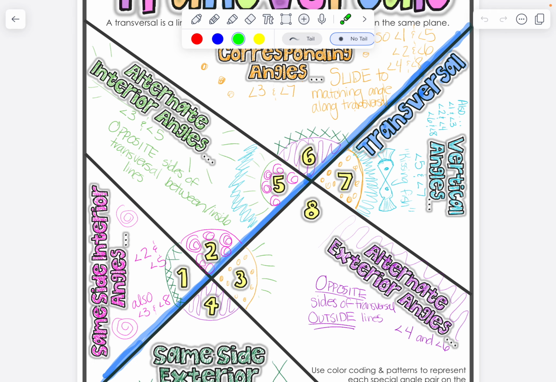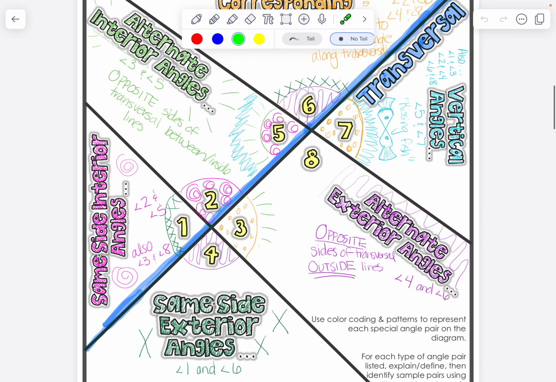Same side interior angles. Interior again means inside the lines. Same side means the same side of the transversal. So 2 and 5 would be same side interior. 3 and 8 are same side interior. And same side exterior angles: same side of the transversal but outside the lines for exterior. 1 and 6, 4 and 7.